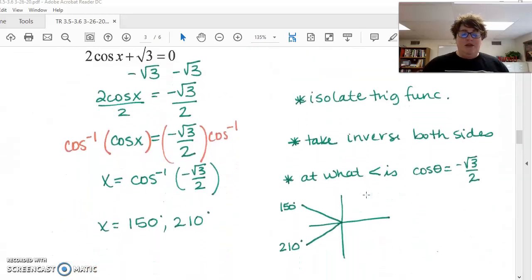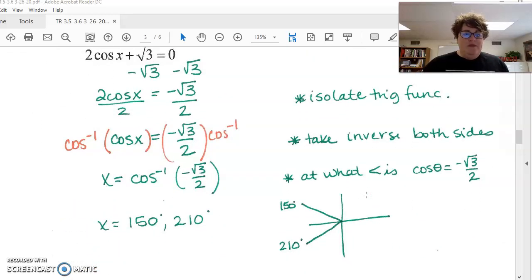Okay, the next one. Again, isolate your trig function on one side. So subtract root 3 and divide by 2. Take the inverse cosine of both sides. And then at what angle is the cosine negative root 3 over 2?